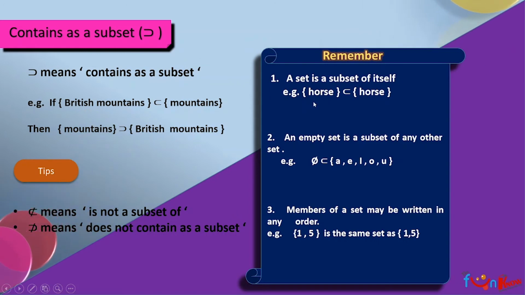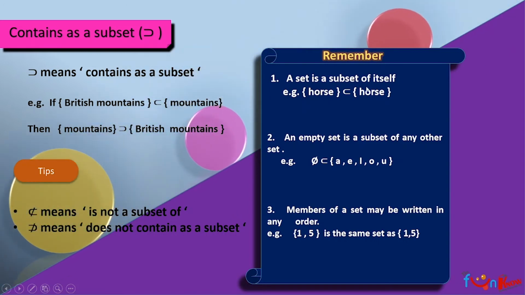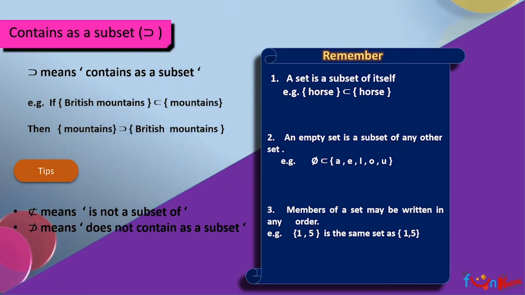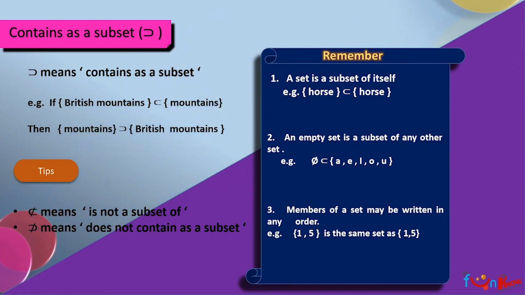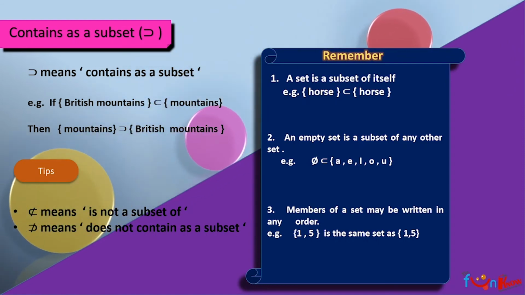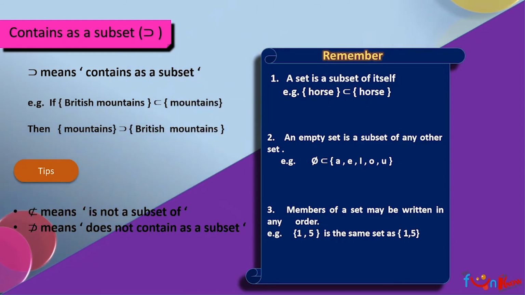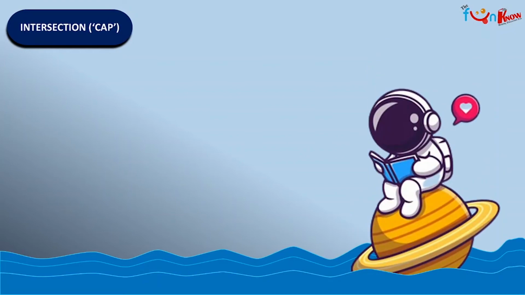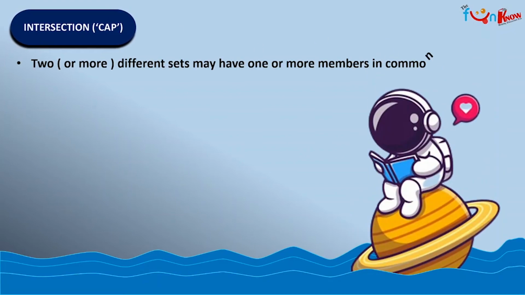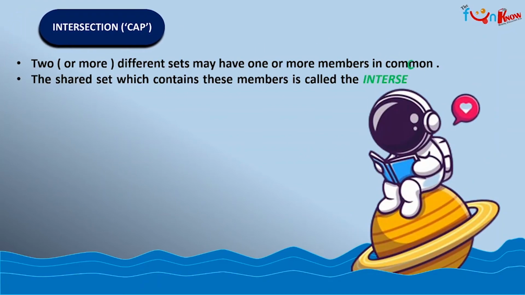So you have to remember this: a set is a subset of itself, the empty set is a subset of any other set, and members inside a set you can write in any order. Next, we'll understand something which is known as intersection, which is denoted as a cap.